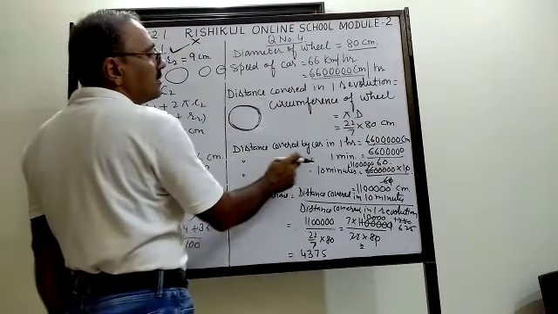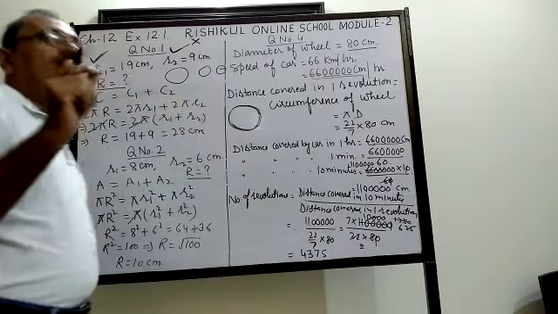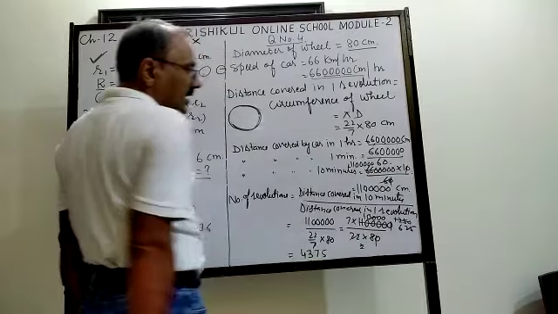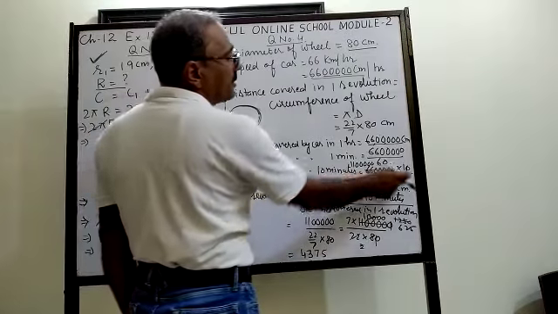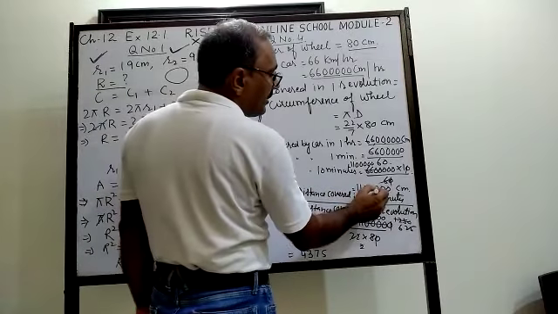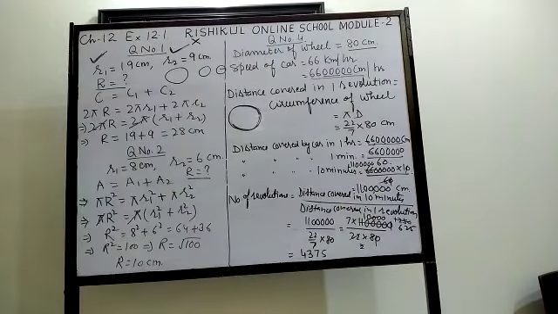And distance covered by the car in 1 minute beta, because 1 hour equal to 60 minutes, so divide by 60. Clear? And then distance covered by the car in 10 minutes, multiply by 10, and after simplification you will get 11 lakh beta centimeter.